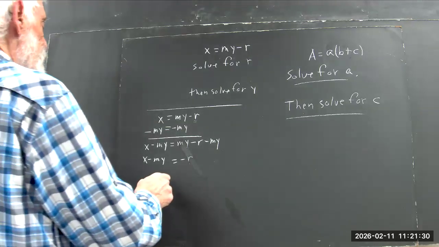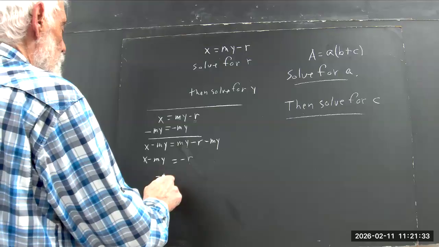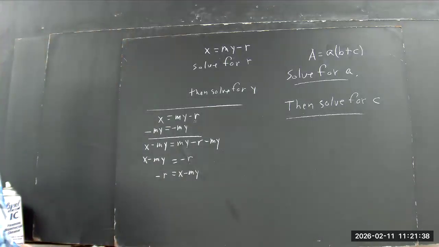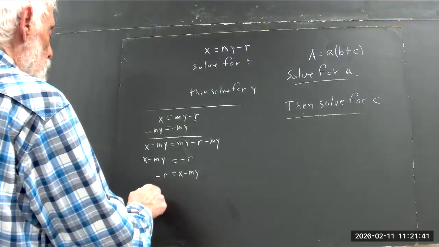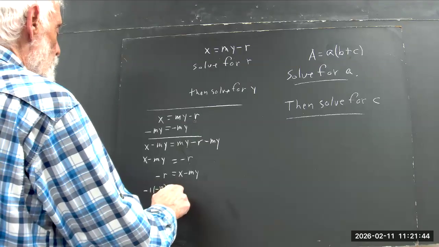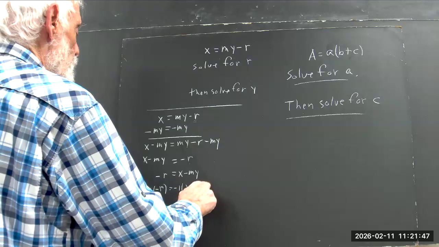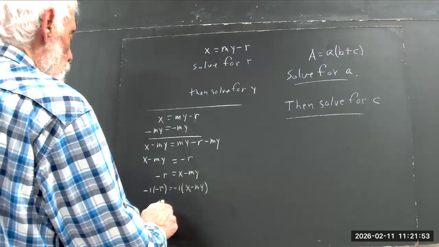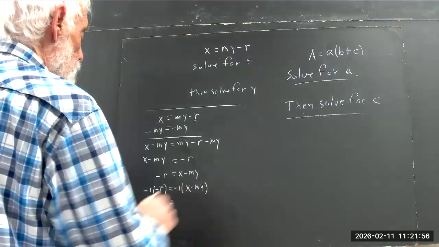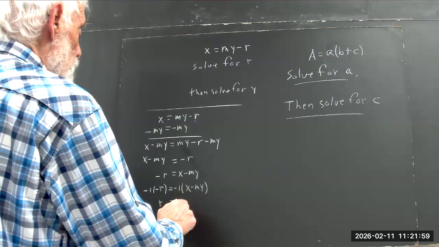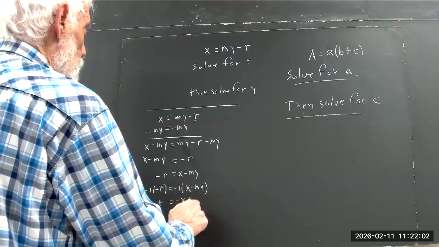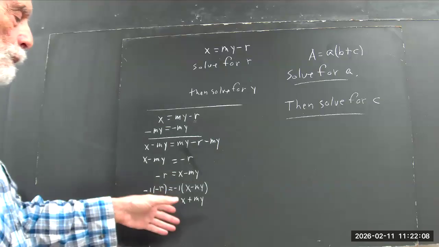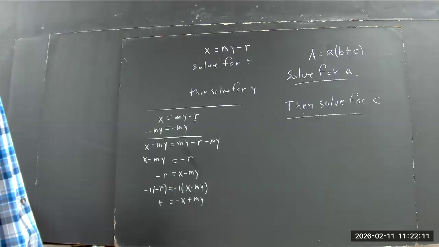So we'd like to see r on the left. I'm just going to rewrite this, switch the two sides. And now I just multiply negative r by negative 1. And negative 1 times negative r gives me r. And then I've got to multiply the entire other side by negative 1. Negative 1 times x gives me negative x. Negative 1 times my gives me my. And you could, if you want, write that r equals my minus x. It could be written in either order. Okay?